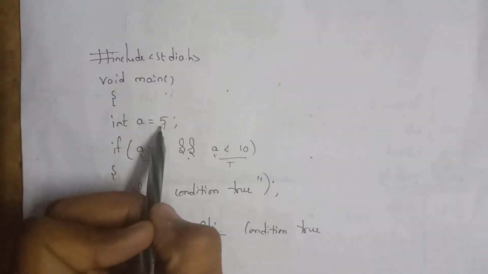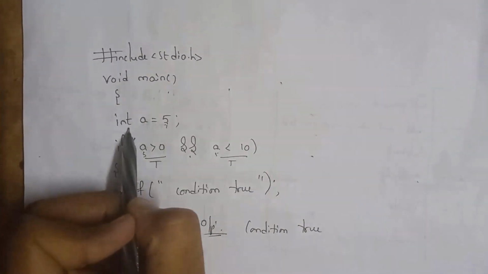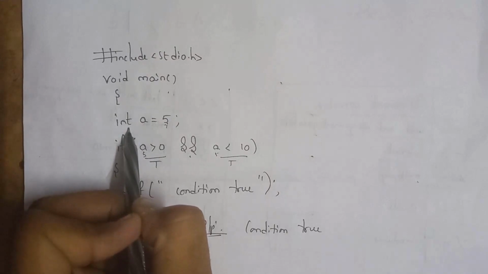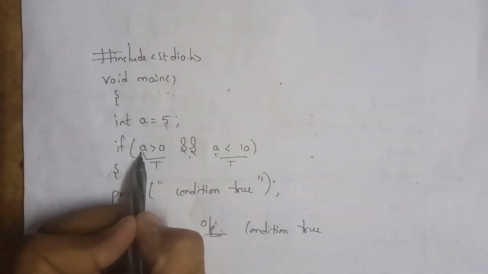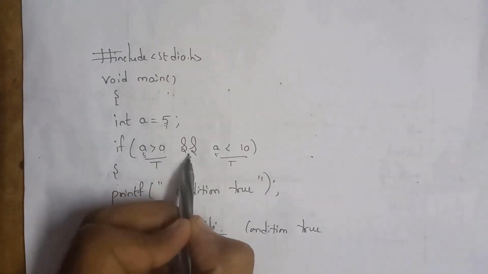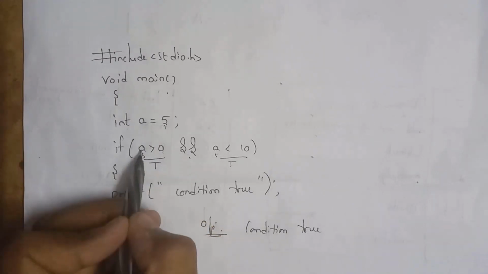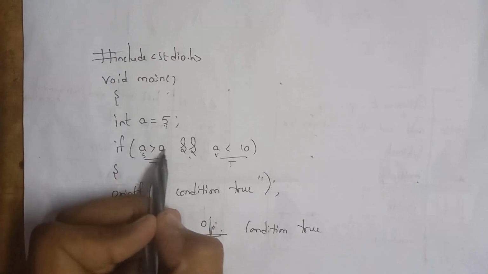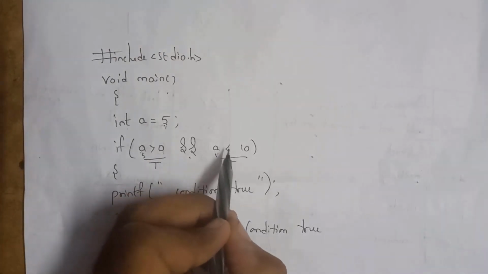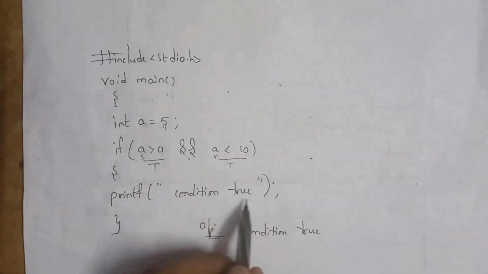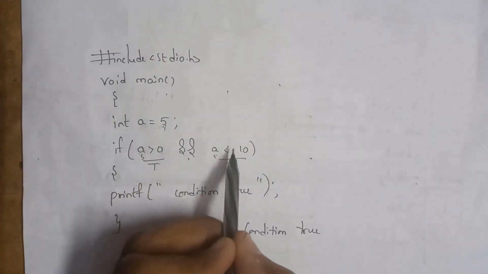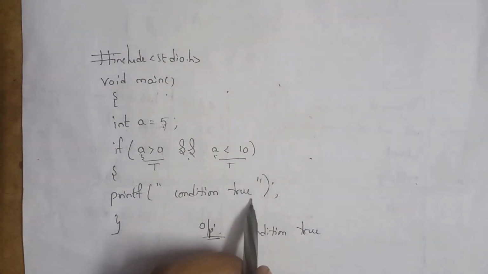This is an example. Here I took a value as 5. This 5 is an integer, so I took the data type as int. And here I am giving a condition: if a value is greater than 0 and, where this double && represents the logical AND operator, a value is less than 10, then I should get this output. If both conditions are true, then I will get this output, that is, condition true.